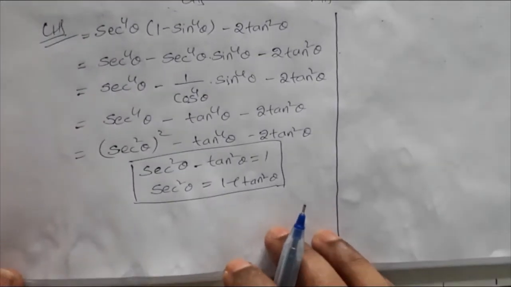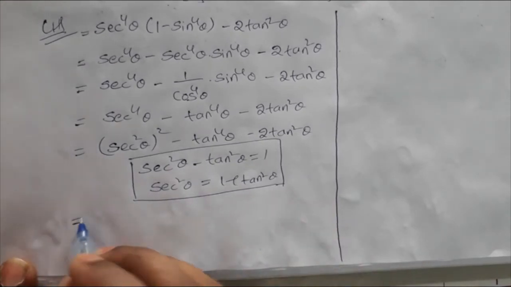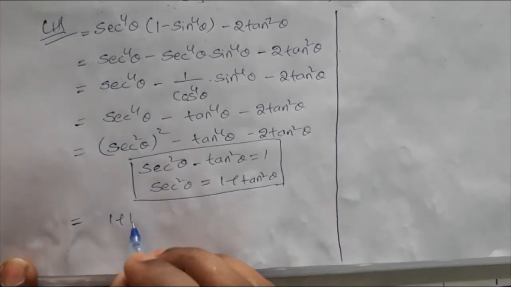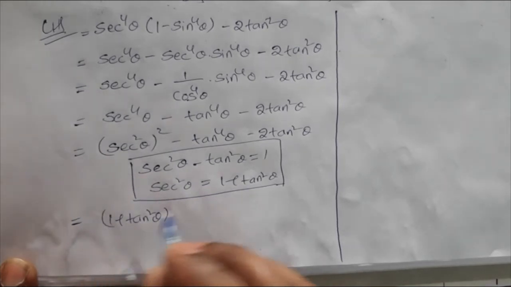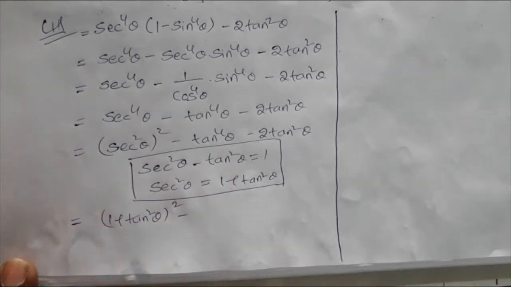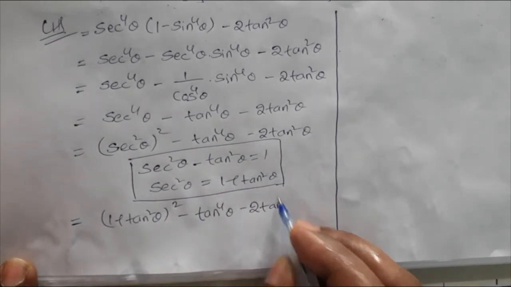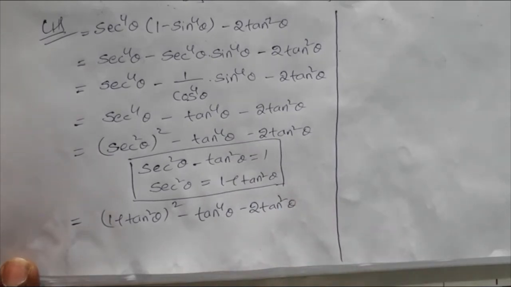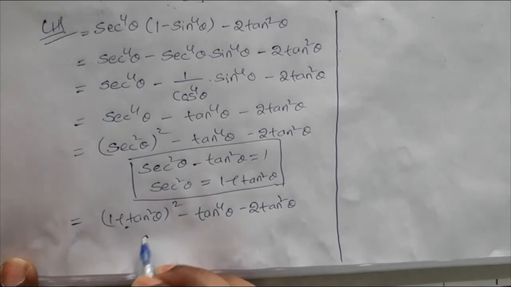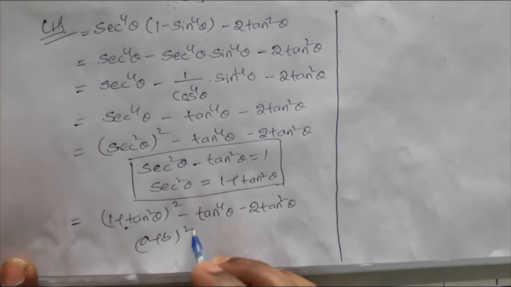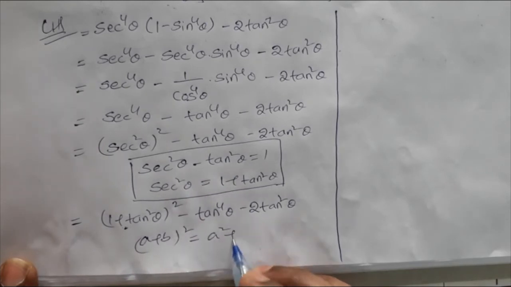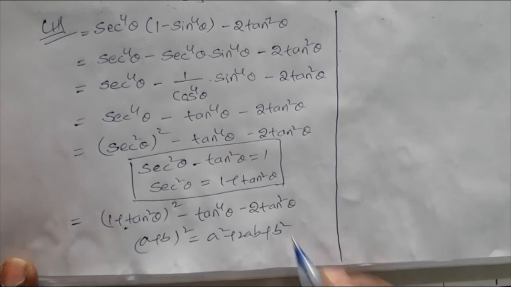That equals 1 plus tan square theta whole square, minus tan power 4 theta, minus 2 tan square theta. Here I wrote 1 plus tan square theta for secant square theta, and the remaining is the same. Then we have to apply the a plus b whole square formula. What is the a plus b whole square formula? a square plus 2ab plus b square. You have to apply this.